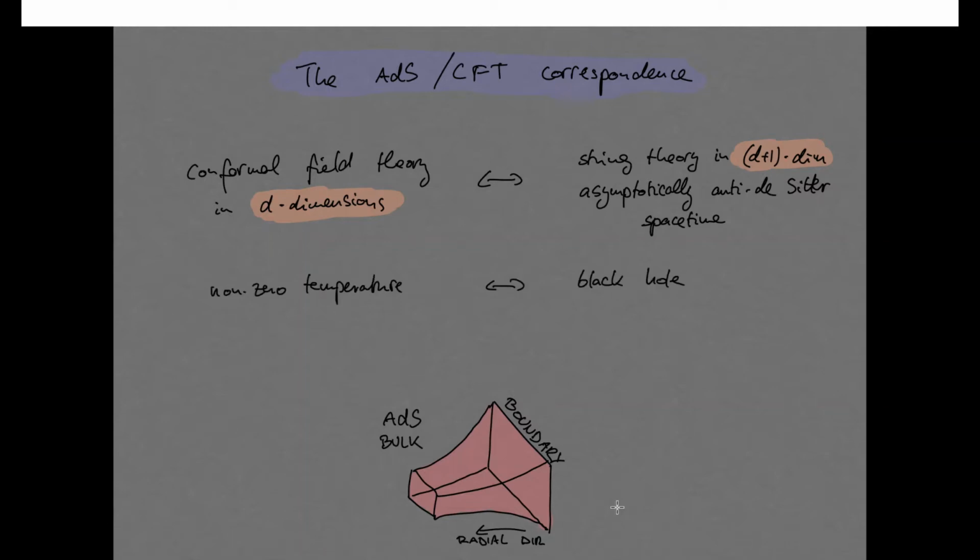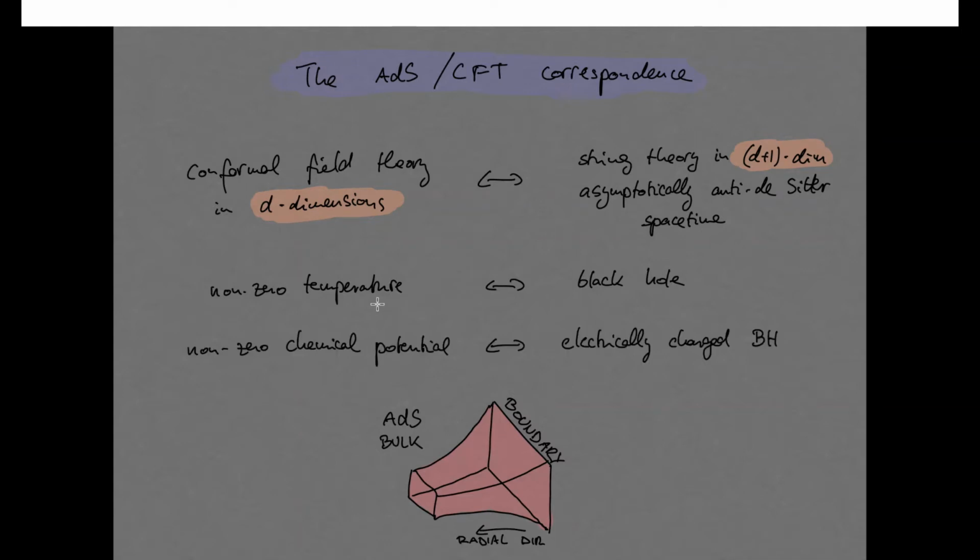We can turn on a non-zero temperature by placing a black brane or black hole inside ADS. The resulting geometry will still be asymptotically ADS, so near the boundary, it will look like ADS. Black holes come with a Hawking temperature, and this will be the temperature of the dual field theory as well. And finally, we need one more ingredient.